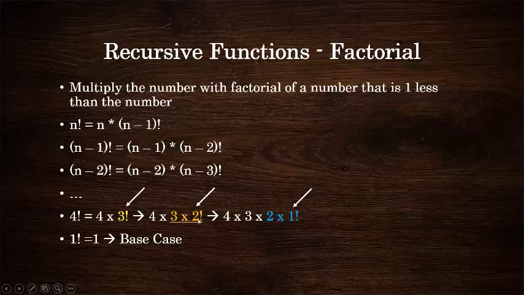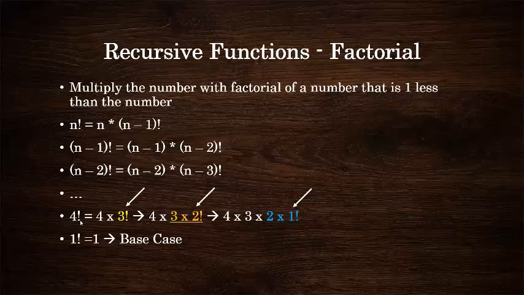So 3 into 2 gives me the value of 6, and 6 is going to be the outcome of the 3 factorial. So 6, again multiplied by 4, will give me the value 24. So that will be the factorial value of 4. So this is how the operation is going to happen.